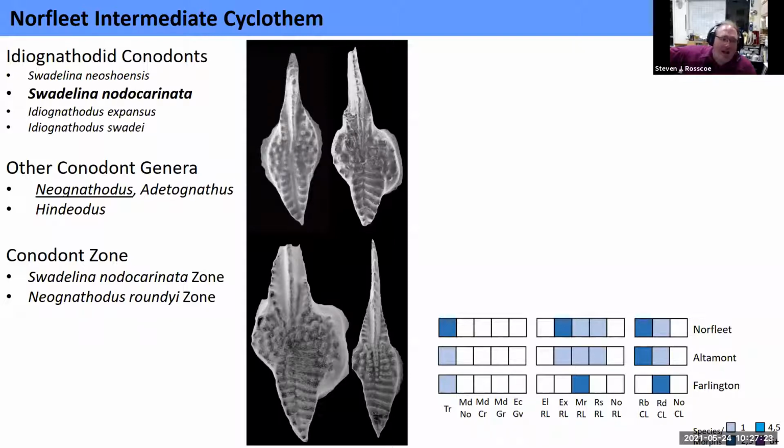And expansis has a very restricted rostral lobe. You'll notice that restricted rostral lobe is not very well developed, and it does not extend beyond that first true transverse ridge on that margin of the element. So Suedolina notocarinata is the new one, and this puts us in the Suedolina notocarinata zone. We remain in the Neonethotus roundii zone, and we're going to do this for one more cycle.